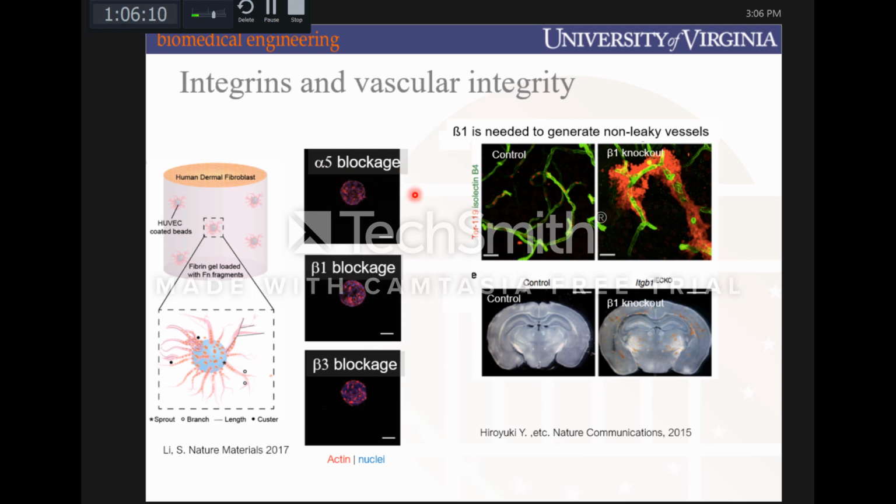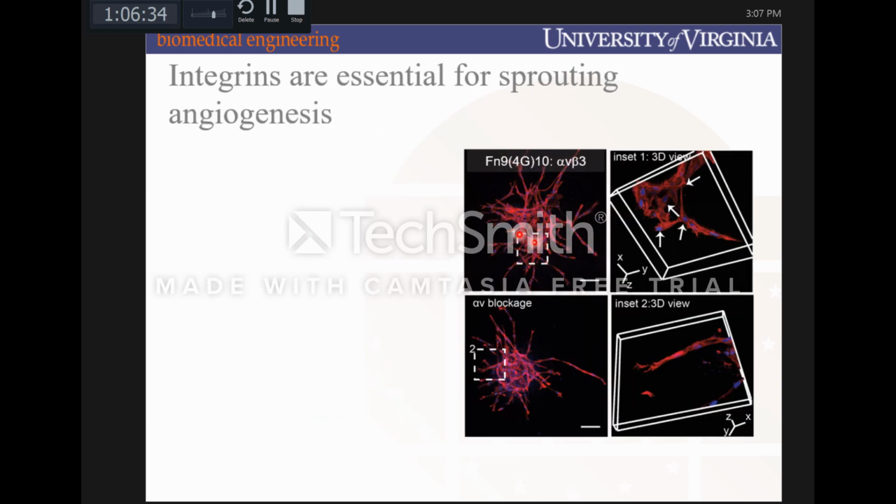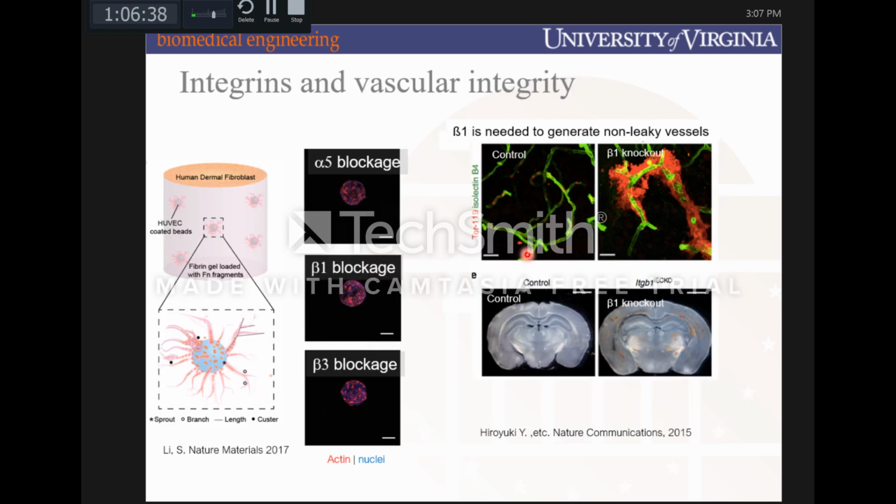So if you put in a small molecule inhibitor of, say, an alpha-5 integrin, you actually get no angiogenesis. If you put in a molecule that blocks beta-1, so alpha is one of the two components of a full integrin, you get no angiogenesis. If you put in a beta-3 blocker, you get no angiogenesis. And what it should look like are these guys. You should get all of these neovessels being formed, but by blocking integrin, you don't get that.